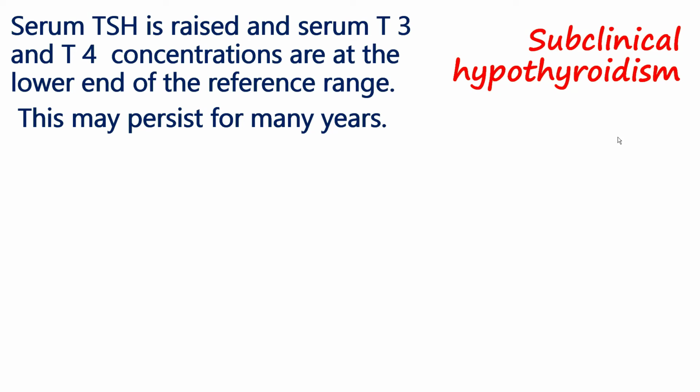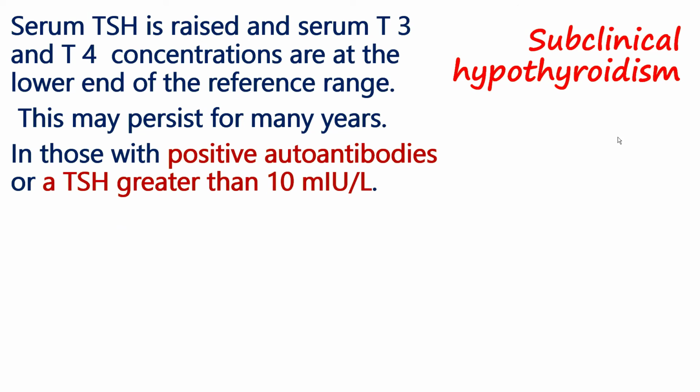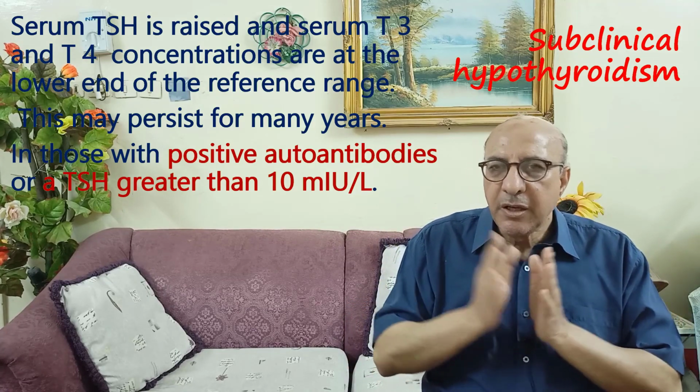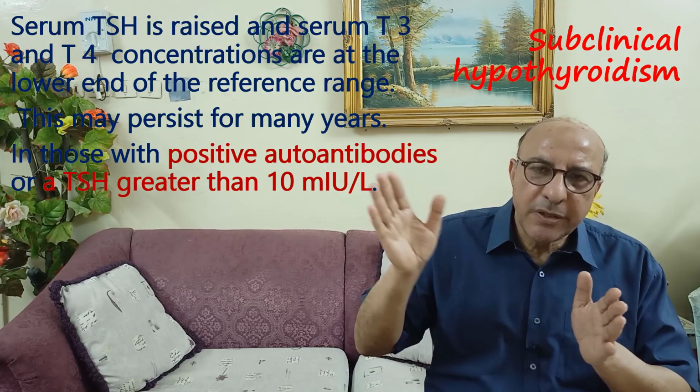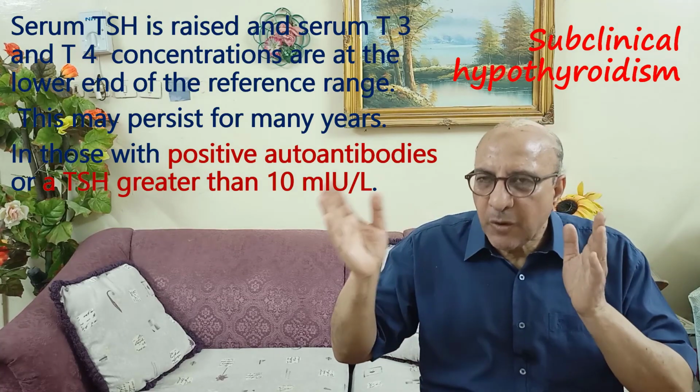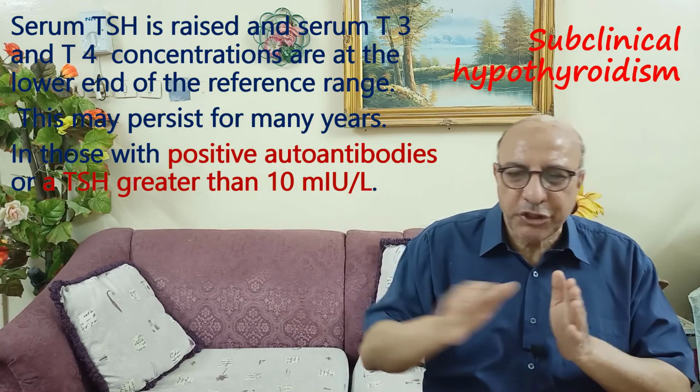Usually we do not start treatment here unless we have one of two conditions. The first is having positive autoantibodies like anti-peroxidase enzyme in the blood. Having these antibodies positive indicates we have an autoimmune etiology, meaning it will go on, it will damage the gland more and will be transformed into an overt hypothyroidism. So we start the treatment.